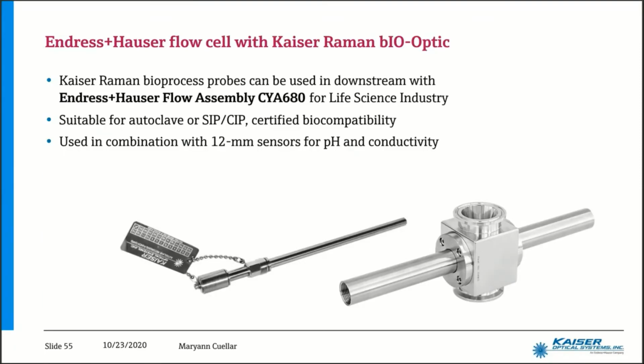So while our end goal is to optimize Kaiser Raman technology specifically for downstream needs, in the meantime, some companies are already realizing Raman-based control in downstream using our standard bioprocess probes combined with an Endress+Hauser flow assembly. The flow cell shown here is commonly used with Endress sensors for chromatography and filtration operations.